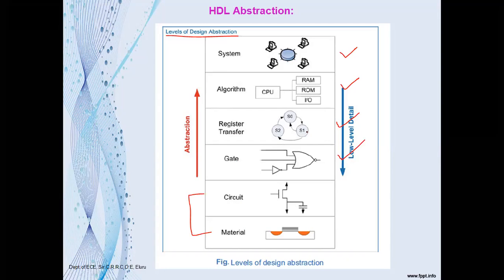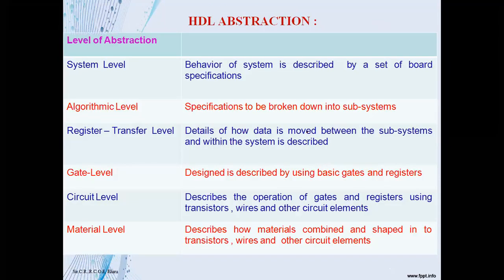Okay, so to understand this, the HDL abstraction, the first one is the system level. At this level of the system, you can describe the behavior of the system in terms of the specifications. So what digital system we want to design can be at the system level, which means the behavior of the system is described in terms of the specifications.